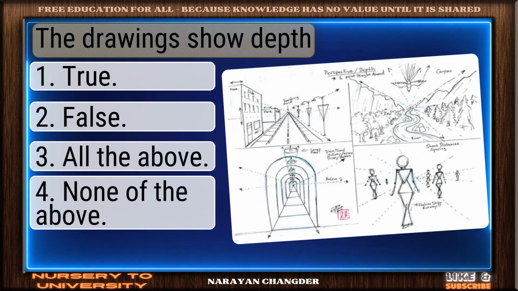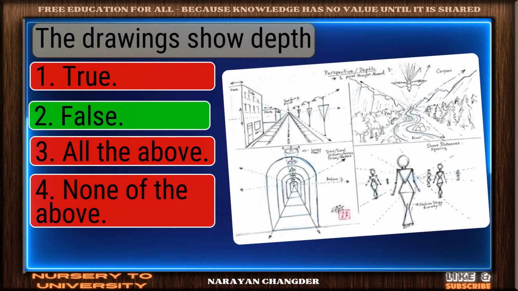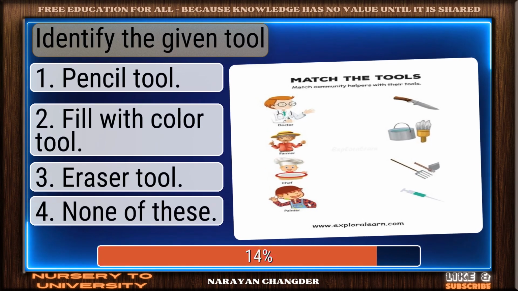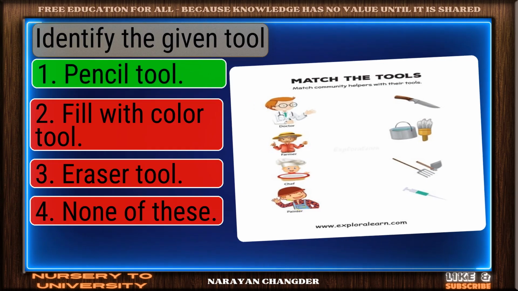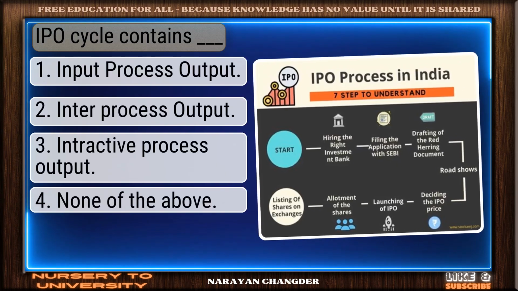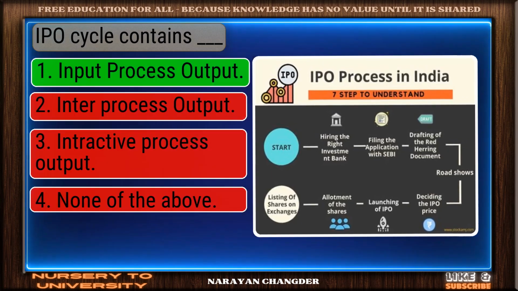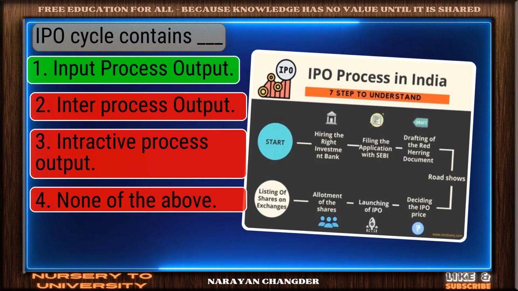The drawings show depth. Excellent. False is well reasoned. Identify the given tool. Sharp thinking. Pencil tool is right. Hypocycle contains dash. Bravo. Input process output is the answer.